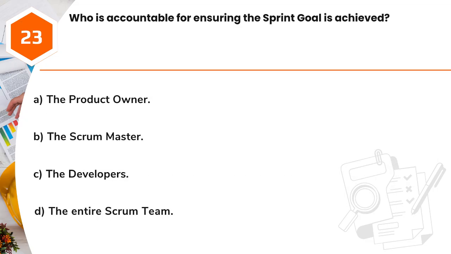Question 23. Who is accountable for ensuring the sprint goal is achieved? A. The product owner. B. The Scrum Master. C. The developers. D. The entire Scrum team.